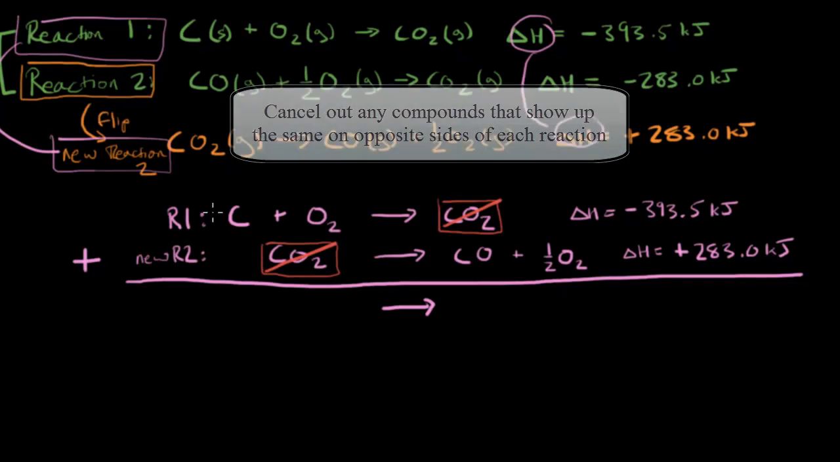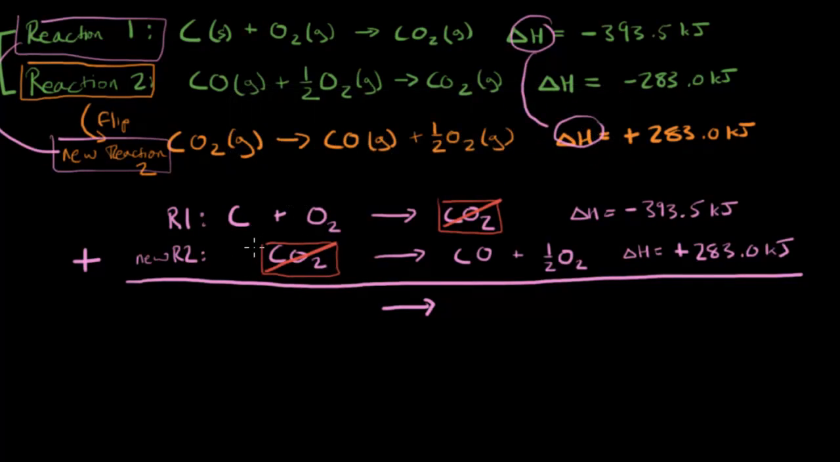I'm going to add up everything on the reactant side for each equation, and so the only things left over here are carbon and oxygen. Then I'm going to add up everything on the product side, which is only carbon monoxide and again oxygen gas. Now I'm essentially going to combine like terms. I have an oxygen on the product side and an oxygen on the reactant side. I don't want them on both sides.